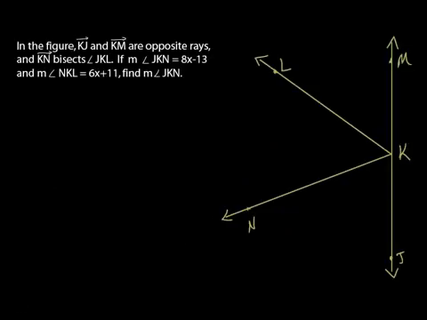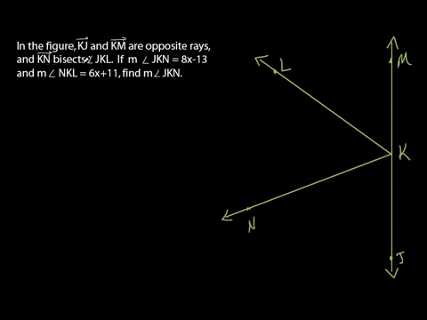I believe, yep, this is it. Here's the problem. This is right in the book. It says a figure, if K, in this figure, ray KJ and ray KM are opposite rays. So here's KJ, here's KM. They're opposite rays, which means this is a straight line right here.